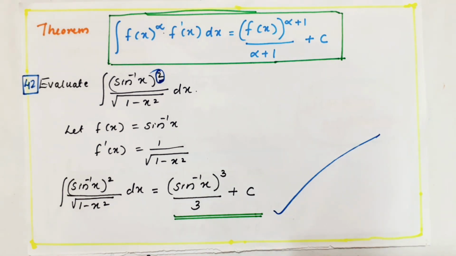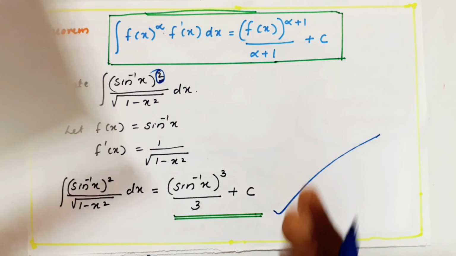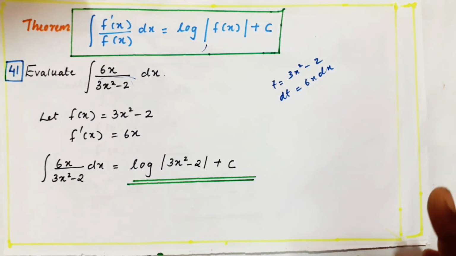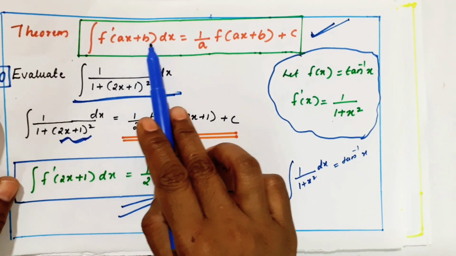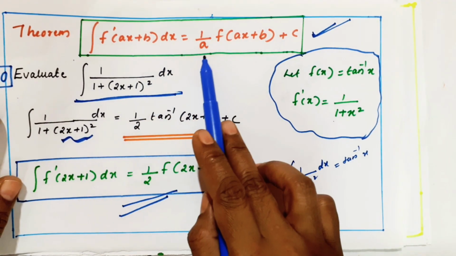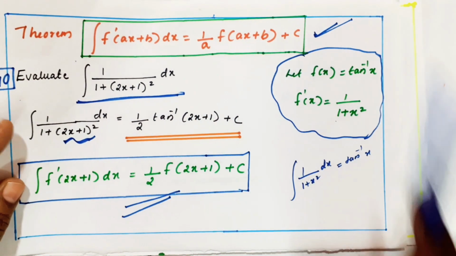So I told 3 theorems. Those are the shortcut formulas. The first one is, you see, integral of f dash ax plus b dx is 1 by a f of ax plus b plus c.